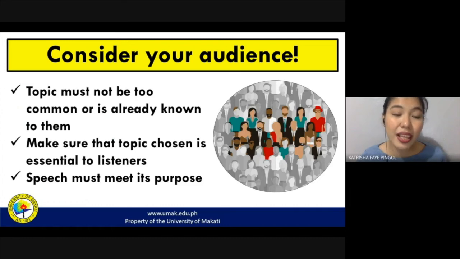And once again, the speech must always meet its purpose. So take for example, if your purpose is to inform, but the way that you have written, the way that you have delivered, the way that you have presented your speech was simply to entertain your audience, then definitely there's a mismatch, okay? So make sure that you know your purpose and you stick to that purpose.